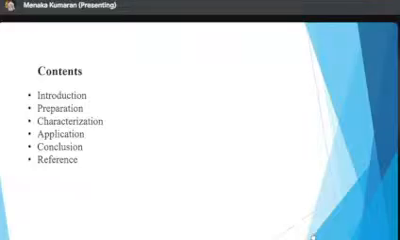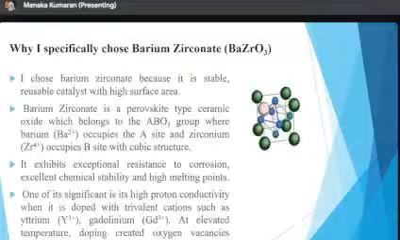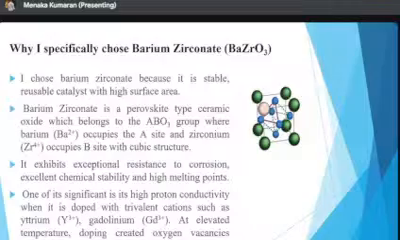These are the contents. Introduction. Why I chose metal oxide? Because they are stable, reusable catalysts with high surface area. But why did I specifically choose barium zirconate? Because it has a stable perovskite structure and excellent high stability.